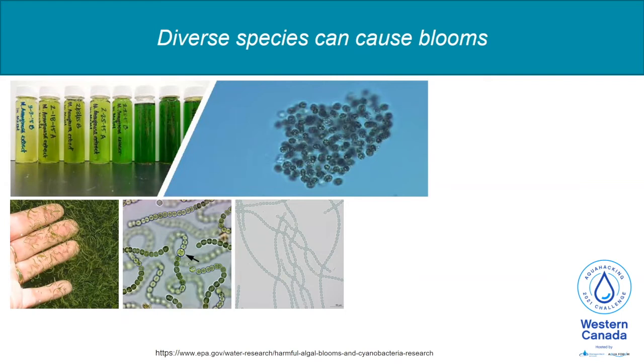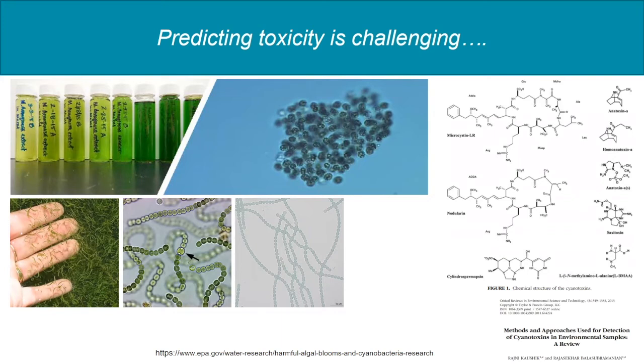And of course, even if they are producing toxins, they're not always at high enough concentrations to impact the health of humans and other animals. So looking at an image and knowing whether a bloom is toxic is impossible. As a result, when we see a bloom for now, we need to assume that it's potentially toxic. So predicting toxicity is challenging.